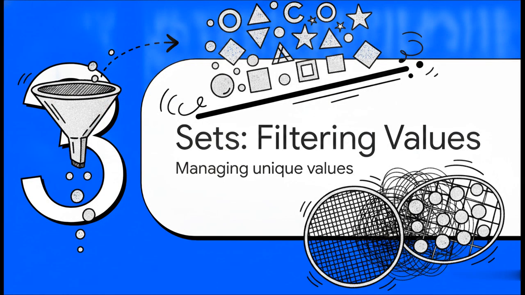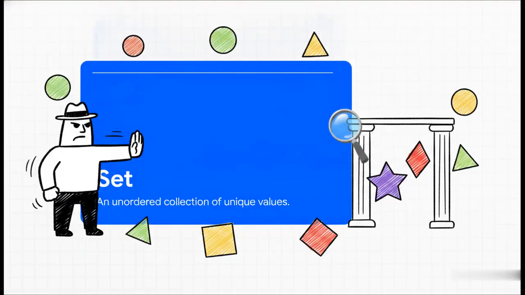All right, on to Section 3. Sets and filtering unique values. A set is basically an unordered collection of unique values. I love to think of a set exactly like a VIP bouncer at a super exclusive club. If a piece of data is already inside, that bouncer absolutely will not let a duplicate copy through the door. It strictly manages unique values, and it does the whole thing without caring at all about the order in which they arrived.